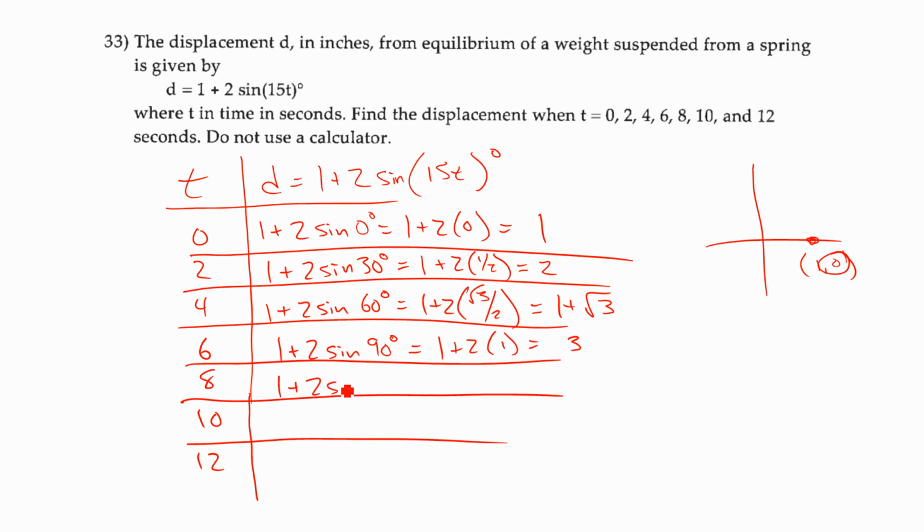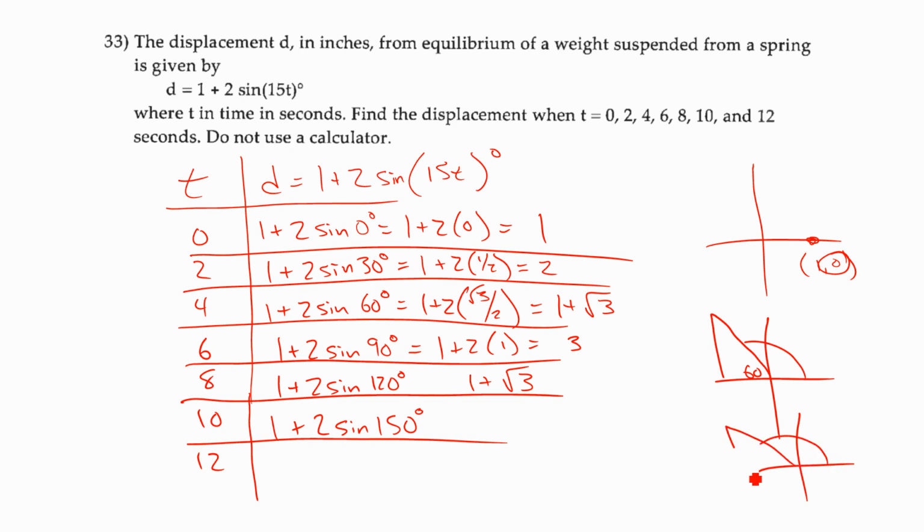1 plus 2 times the sine of 120 degrees. All right, here we go. We're going to get some reference angles. Sine of 120 is the same as sine of 60. So we already did that one. The answer is right there. It's 1 plus root 3. Then 10 is 1 plus 2 times the sine of 150. 150 degrees would leave us with a reference angle of 30. So the answer is going to be the same as doing 1 plus 2 times sine 30, which is 2.